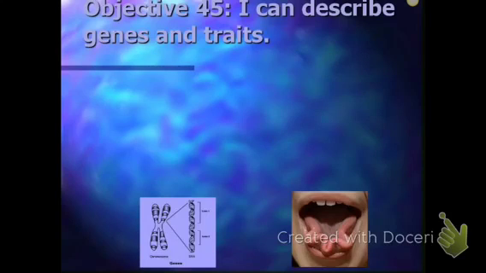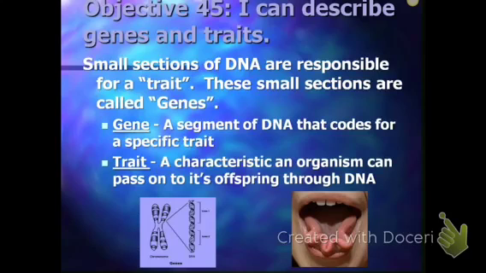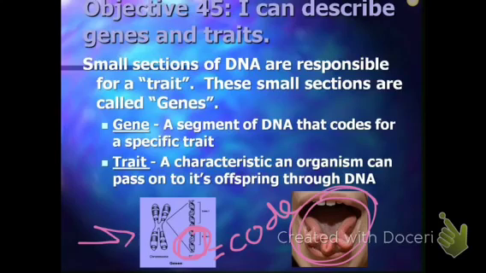Objective 45, I can describe genes and traits. What is the difference? Small sections of DNA are responsible for a trait. These small sections are called genes. So the gene itself is the segment of DNA that codes for a specific trait. So your gene is a code. The trait is the actual characteristic an organism can pass on to its offspring. So this gene right here, this gene 2, might be for if you can roll your tongue or bend your tongue or not. And this is the trait. This is the gene.